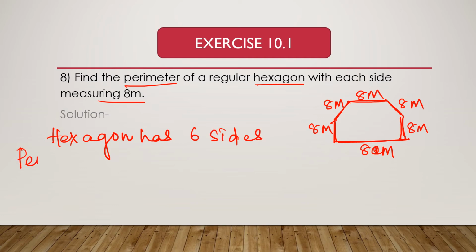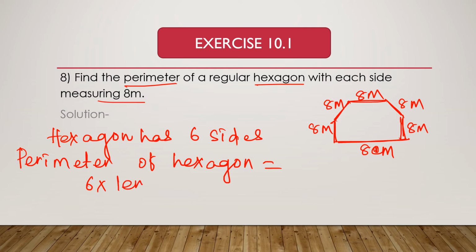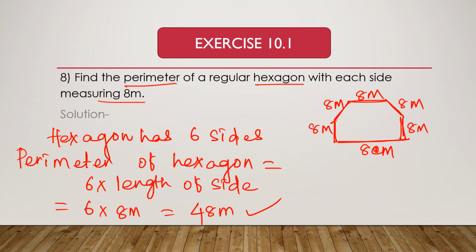So perimeter of hexagon is 6 multiplied with length of side. Six multiplied with 8 meter, that is 48 meter. So perimeter of the regular hexagon is 48 meter. Perimeter of regular hexagon with each side measuring 8 meter is 48 meter.